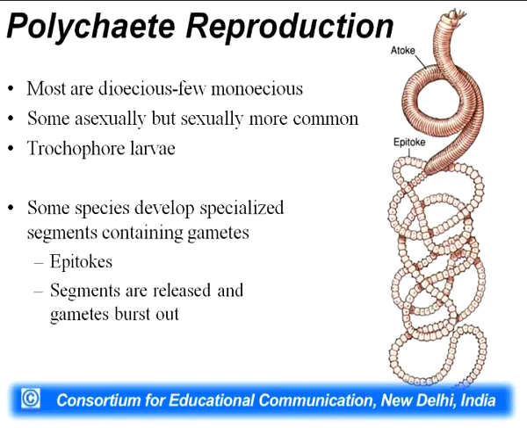It gets completely flooded with the gametes. In the case of males, the sperms are present in the epitoke segments, and in the case of females, the ova are present in the segments of the epitoke region. At the time of swarming, it means at the time of mating, these males and females come together in large numbers. They generally swim to the surface of the water, and the epitoke segments are broken off from the main body. It means the atoke is separated from the epitoke.